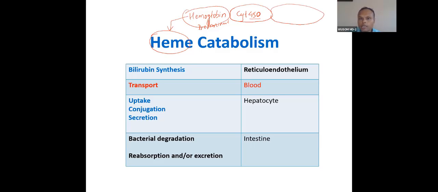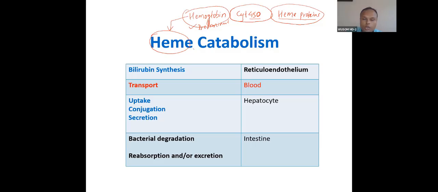There are three categories of protein in our body. One is hemoglobin. The second group is the cytochrome 450 system. Others are various other heme proteins, and many of them are enzymes. These three categories of heme are degraded, catabolized. This is called heme catabolism.